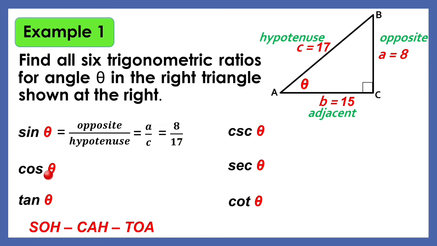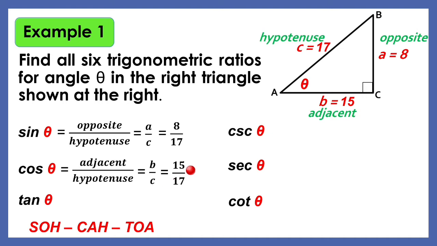Let's now solve the cosine theta or find the value of the cosine theta. This is CAH, adjacent over hypotenuse. Okay, alamin natin kung anong adjacent. Ang adjacent with respect to theta is B and hypotenuse is C. So, B is to C or B over C. Ano ang value ng B? That is 15. Ano ang value ng C? That is 17. Therefore, the ratio is B over C or 15 over 17.